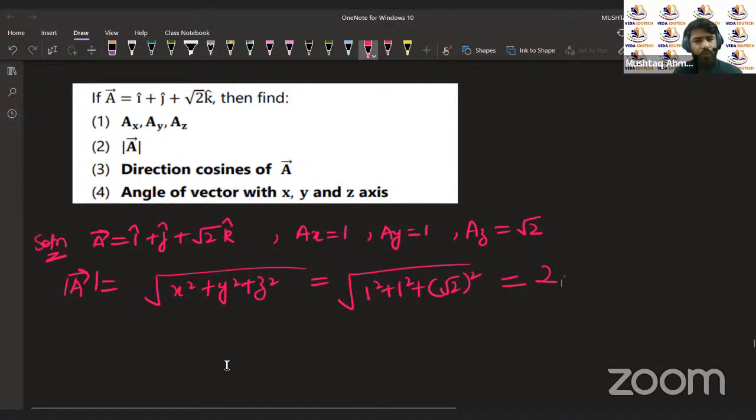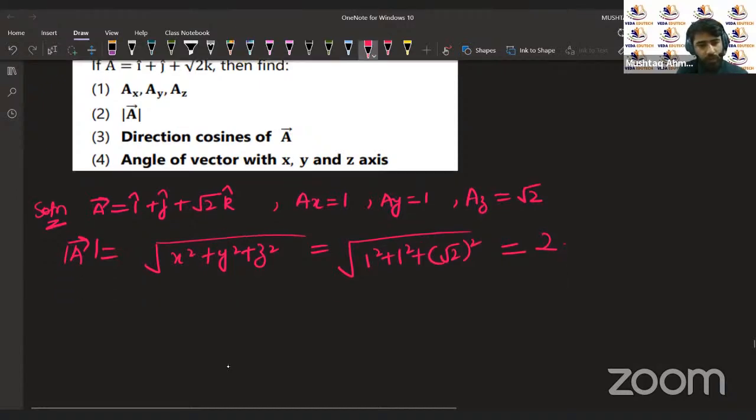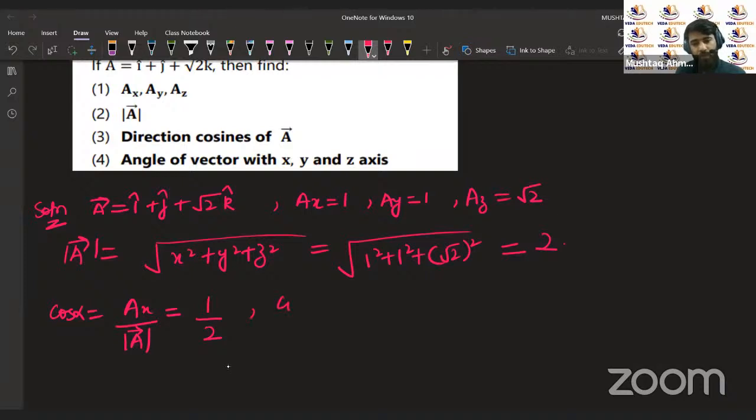And we have to find the direction cosines also. So the direction cosine cos of alpha will be equal to Ax upon mod of A. Ax is the magnitude of the x component, that's 1, and the mod of A is 2. So cos of beta will be equal to 1 upon 2 once again. And cos of gamma is going to be equal to root 2 upon 2, or we can rewrite it as 1 over root 2. So these are the direction cosines.